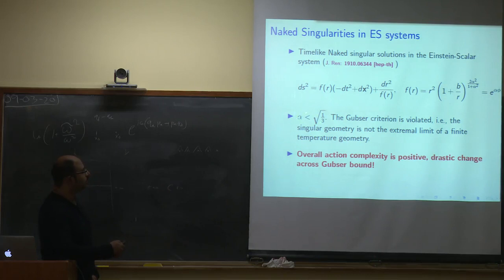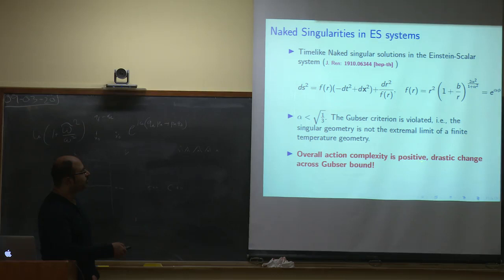So you would think that complexity should give me something nonsensical, but the complexity for this kind of pathological range turns out to be positive and finite. So overall complexity is positive, but it is not an allowed singularity in the theory according to the Gubser criteria.